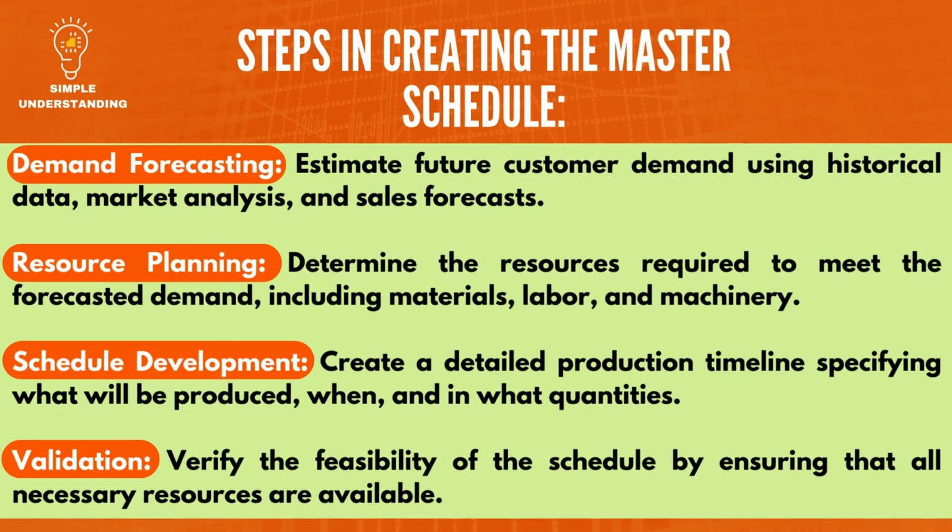2. Steps in creating the master schedule. A. Demand forecasting. Estimate future customer demand using historical data, market analysis, and sales forecasts. B. Resource planning. Determine the resources required to meet the forecasted demand, including materials, labor, and machinery. C. Schedule development. Create a detailed production timeline specifying what will be produced, when, and in what quantities. D. Validation. Verify the feasibility of the schedule by ensuring that all necessary resources are available.